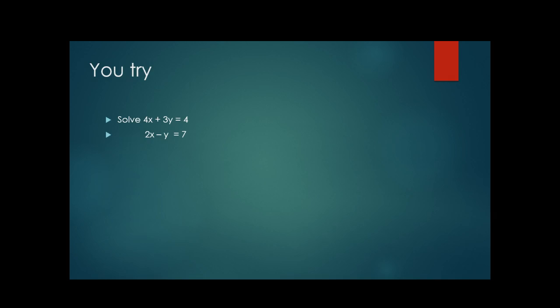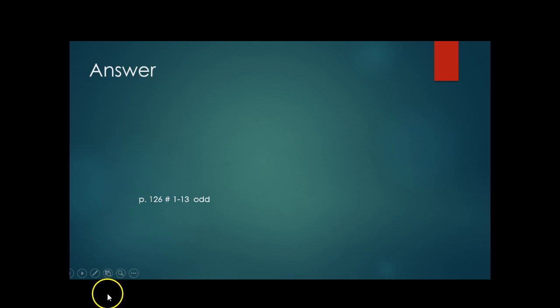Go ahead and pause it and do that now. This may take a while. Possible answers are x is negative 2.5, y is negative 2; x is 2.5, y is 2; x is negative 2.5, y is 2; or x is 2.5 and y is negative 2. Okay, go ahead and pause it. For similar problems, you're going to be on page 126, numbers 1 through 13 odd.